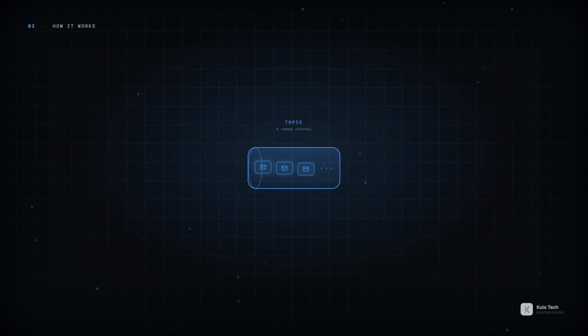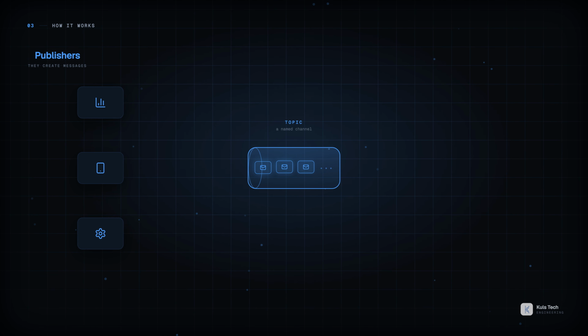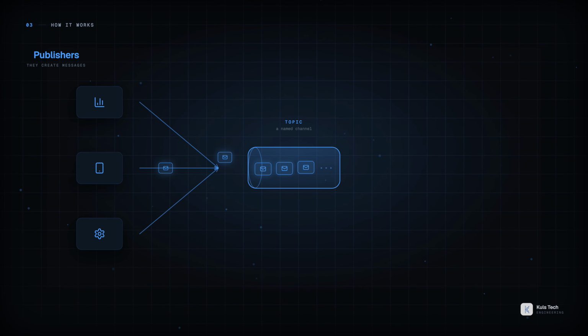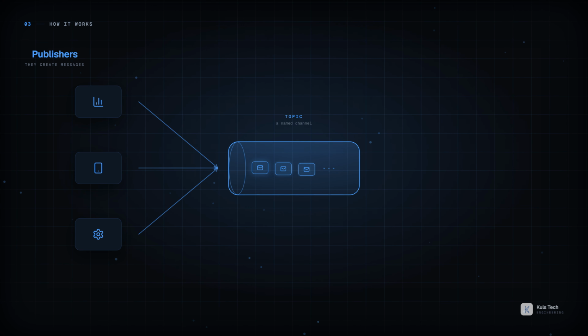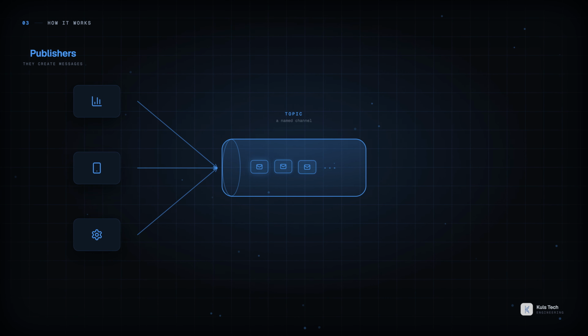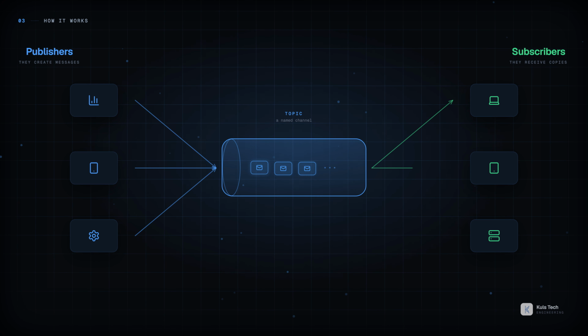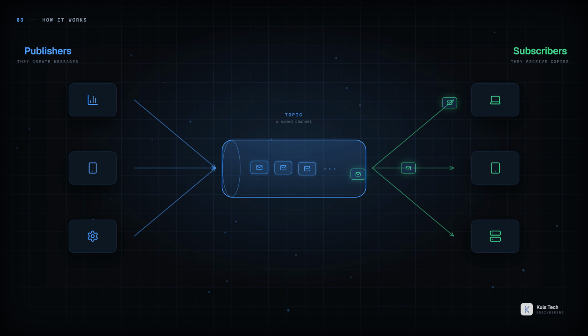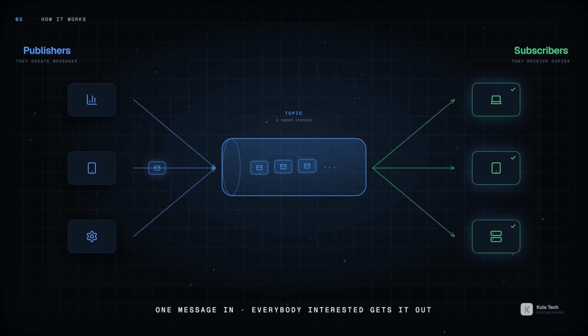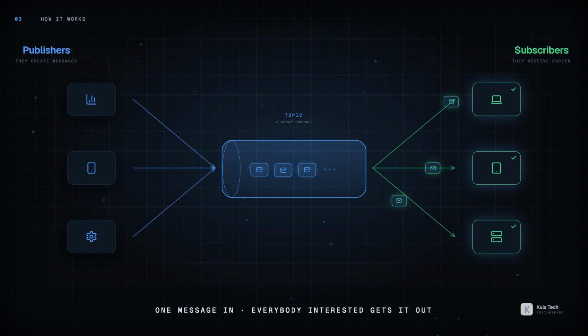Here's how it actually works. On the left, you have publishers. They create messages and send them to a topic. In the middle sits the broker, which owns the topic and holds the message. On the right, you have subscribers. And every single one that's subscribed to that topic gets its own copy of the message. One message in, everybody interested gets it out.